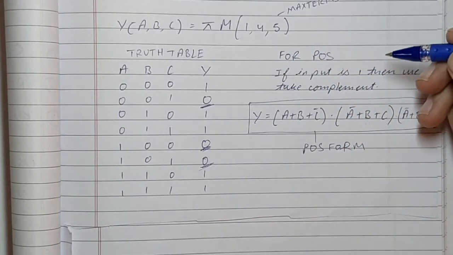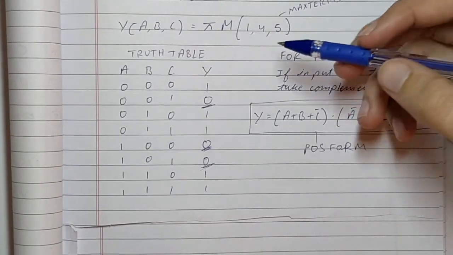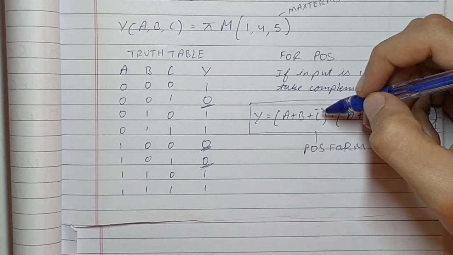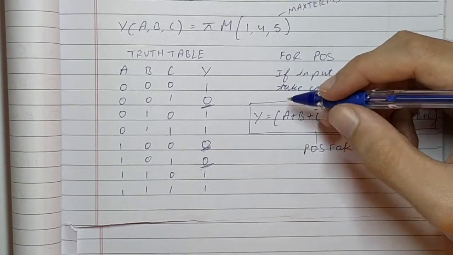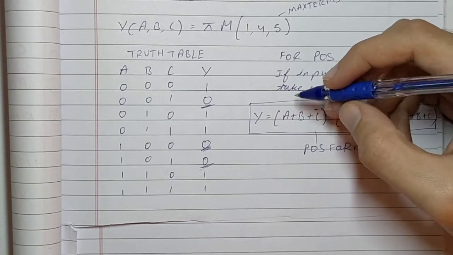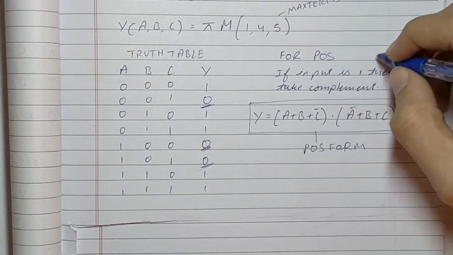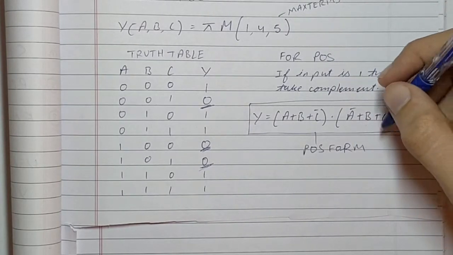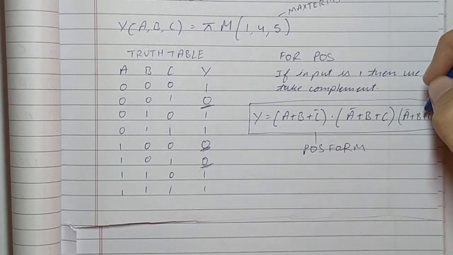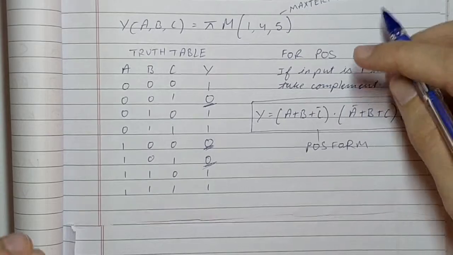Now for POS, if input is 1, then we take complement. For example, in this C is 1, so we take C complement. Now to represent Y in POS form, we need to take sum of A plus B plus C complement and product of these three terms, which are A complement plus B complement plus C and A complement plus B complement plus C complement. That's POS form.